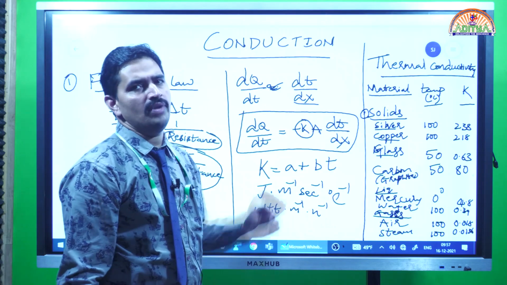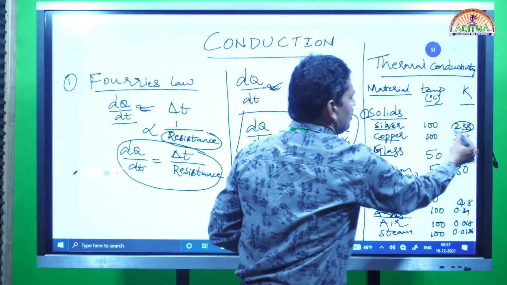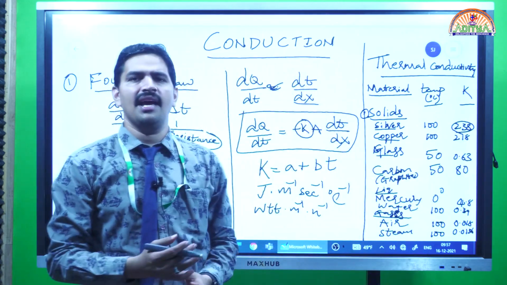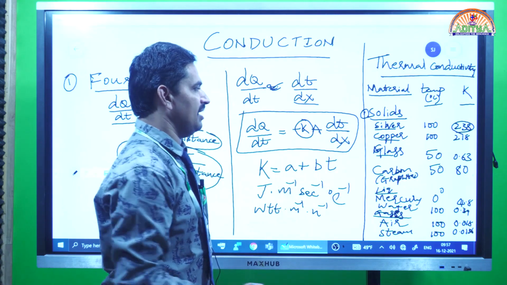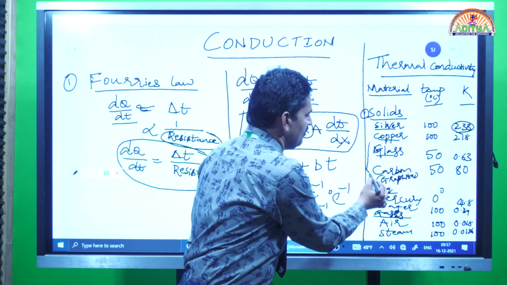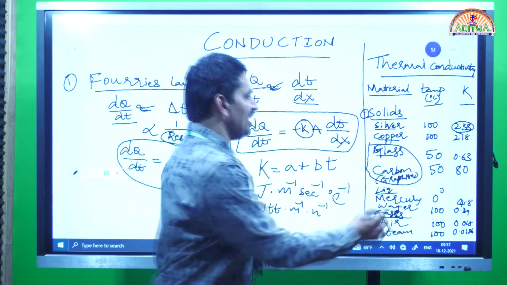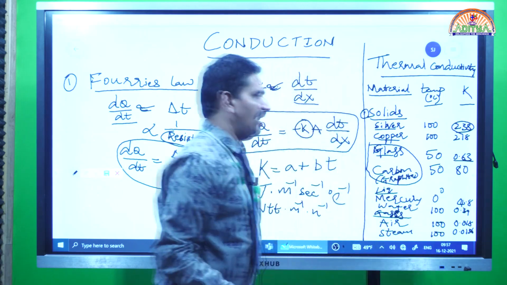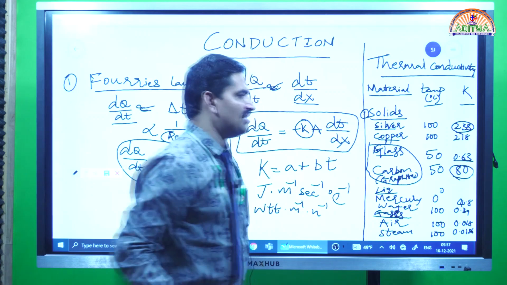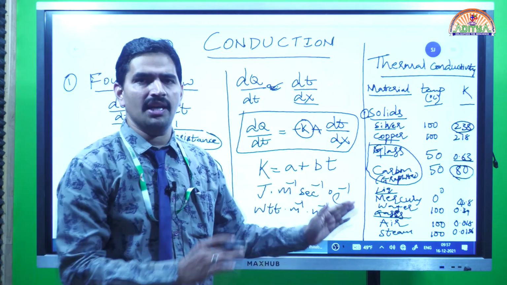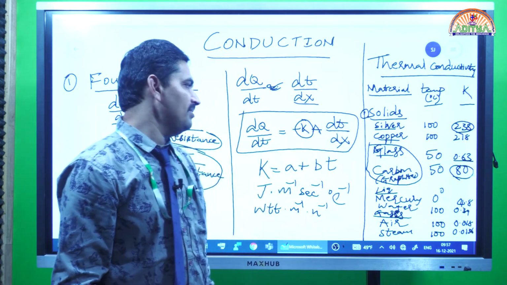This one we study theoretically by means of thermal conductivity. Silver has more thermal conductivity, that's why it has more capability of heat transfer. As well, if we consider non-metals, at 50 degrees centigrade, glass has a thermal conductivity of 0.69, but carbon, graphite, has 80 at the same temperature. That means carbon has a higher rate of heat transfer compared with glass.